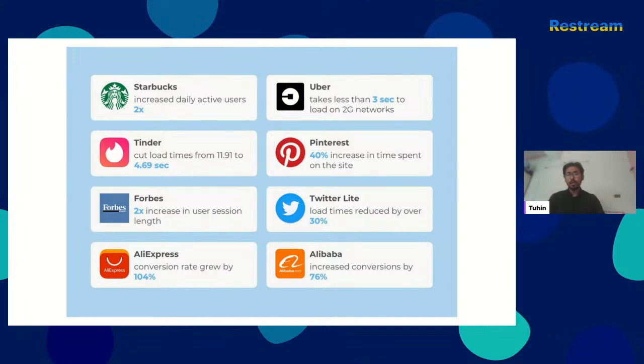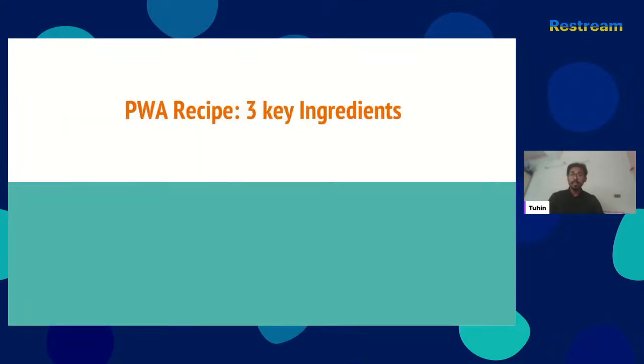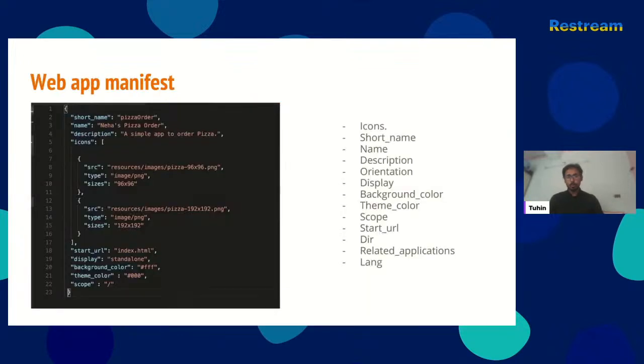Great. Now that we have talked about this, let's talk about the PWA's recipe, how a PWA is structured and the main three key ingredients to it. All right, here we start. One. The first thing that a progressive web application needs is something known as a web app manifest.